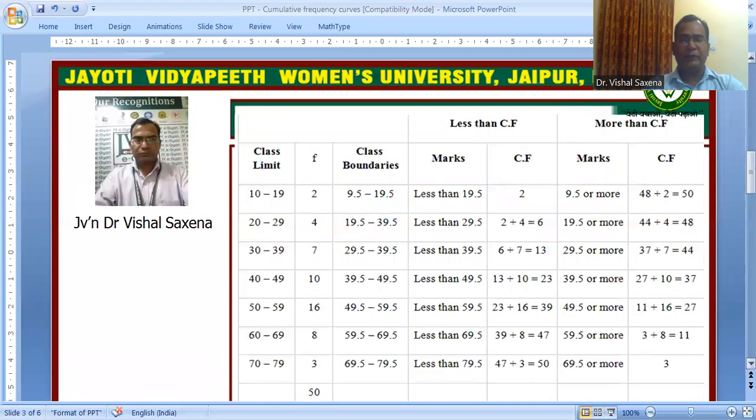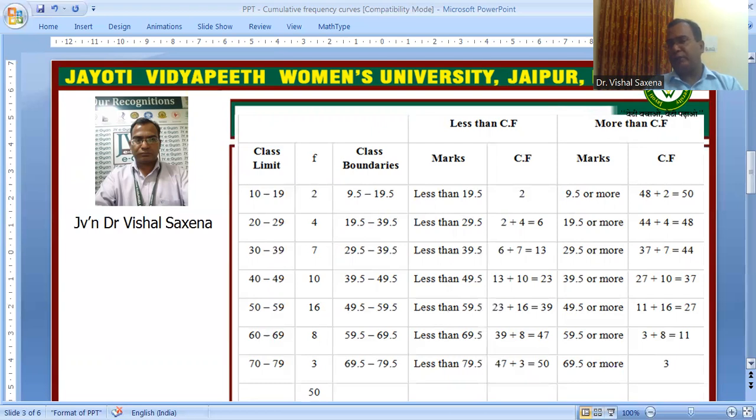Again, we come to this table, and we understand that the less than cumulative frequency curve can be drawn in this way. First, we have to take our coordinate system. On the x-axis, we take the limits of marks, and along the y-axis, we take the cumulative frequencies. So along the x-axis, we take the points 19.5, 29.5, 39.5, 49.5, 59.5, 69.5, and 79.5.